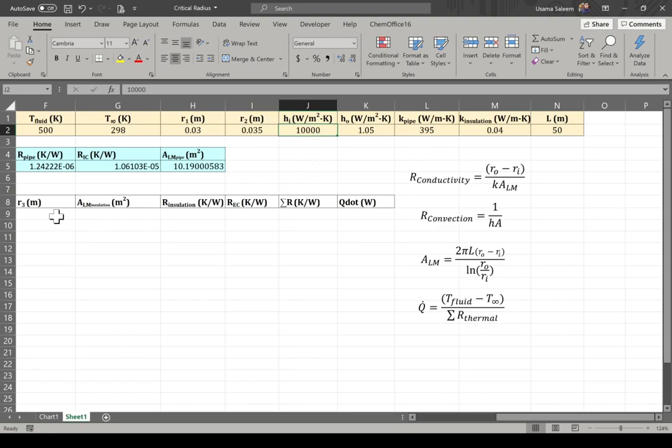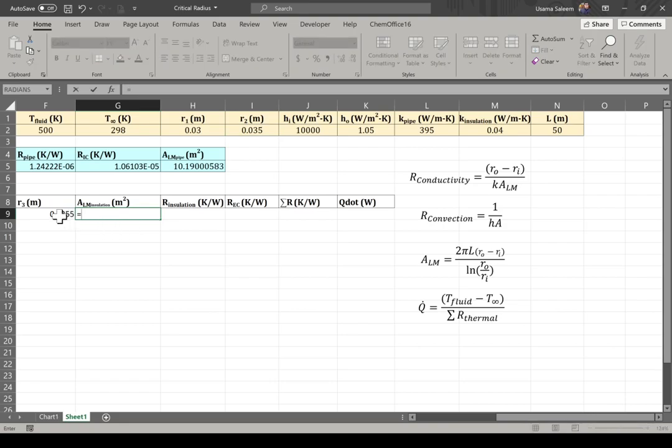Good. Now R3. Our R2 is 0.035, so the number that I'm going to start off with is somewhere around 0.0355. The thickness of your insulation is just going to be R3 minus R2, which in this case is 0.0005 meters. I think that's roughly 0.5 millimeters. Correct me in the comments if I'm wrong.